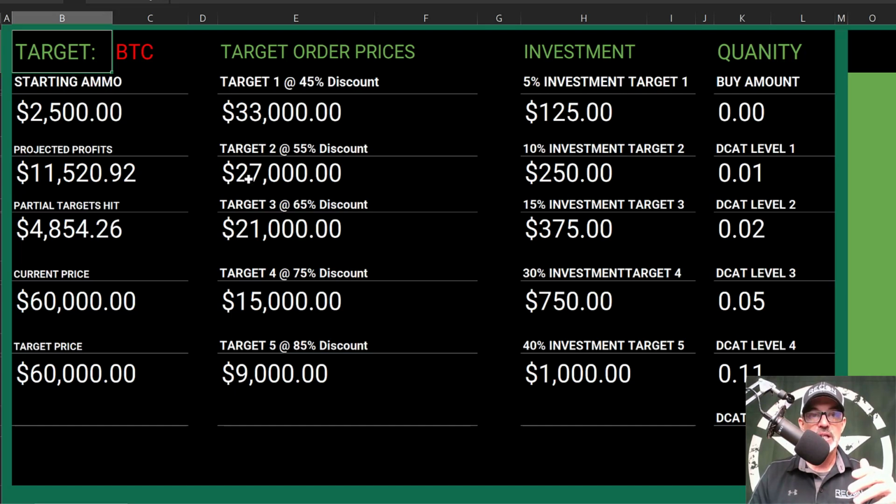So with that all being said, if I start with $2,500 worth of ammo and I scale in according to this structure over here, my first target was 33,000. I did buy Bitcoin at 33,000. I think I've mentioned that in previous videos back when Bitcoin was much higher. And so in this case, my first target, number one, would be a 45% discount from the $60,000 price. And so that's 33,000, and I have picked up Bitcoin at 33,000. Now with Bitcoin trading between 29 and 30,000 this week, that position's a little bit underwater. That's fine. This is an investment strategy, not so much a day trading strategy. And these are long-term hold positions.